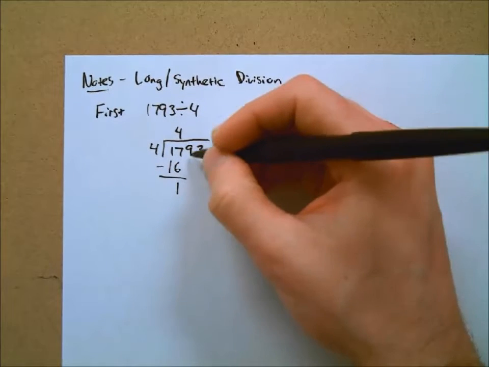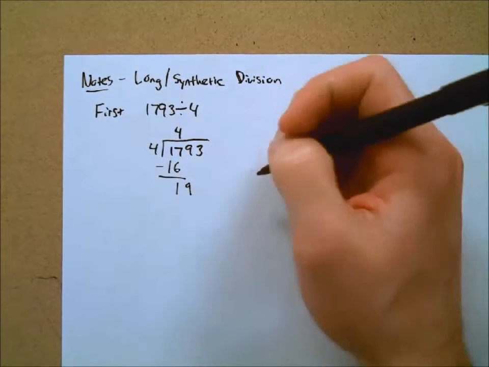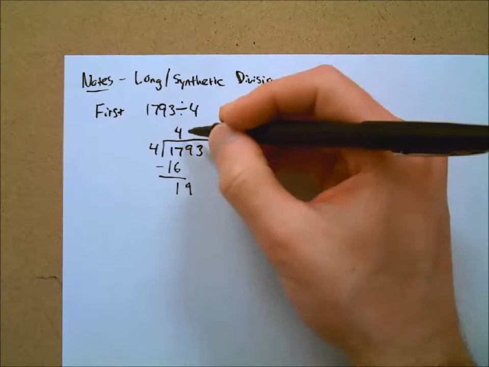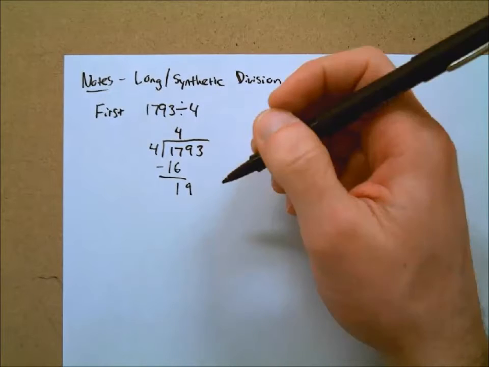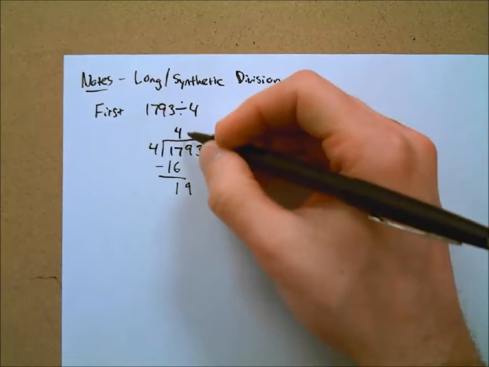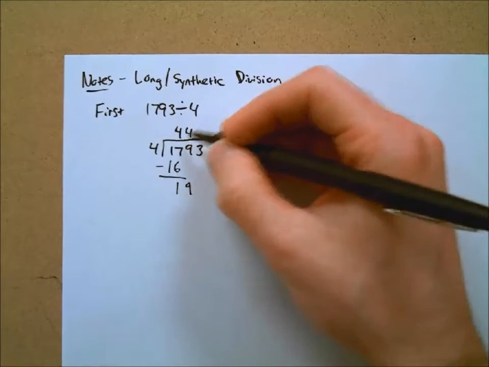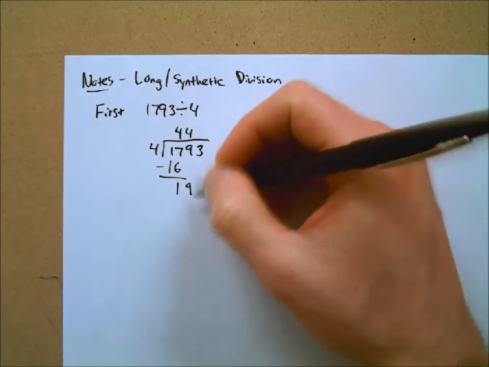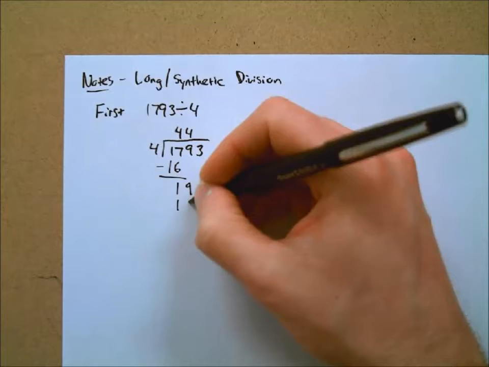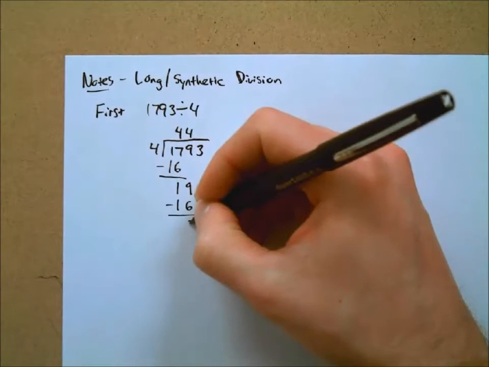And so we'll bring down the 9. Then we'll ask ourselves the question again: what times 4 gets us 19, or gets us close to 19? The answer there would be 4 again. We could use a 5, but 5 would be overshooting. It'd be a 20, and we'd end up with a negative, and we don't want to do that. So 4 times 4 is 16, minus that. And again, we get 3, and now 33.